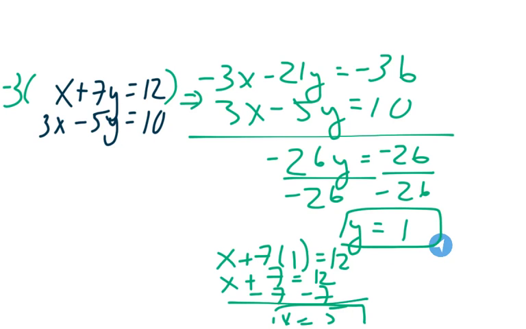I plugged the 1 into the top equation. And so I have x plus 7 equals 12, subtract 7 from both sides, and we get x is equal to 5. So y is equal to 1, x is equal to 5. As we're going over these, though, I do want you to notice how many different ways there are to do it, how many decision points there are in the problems.